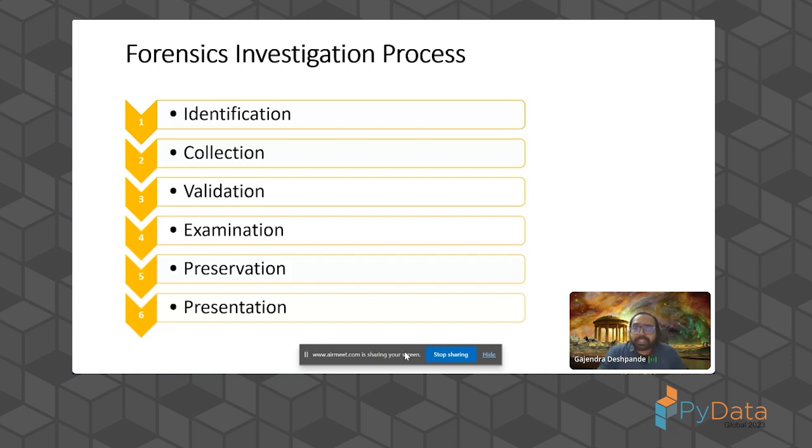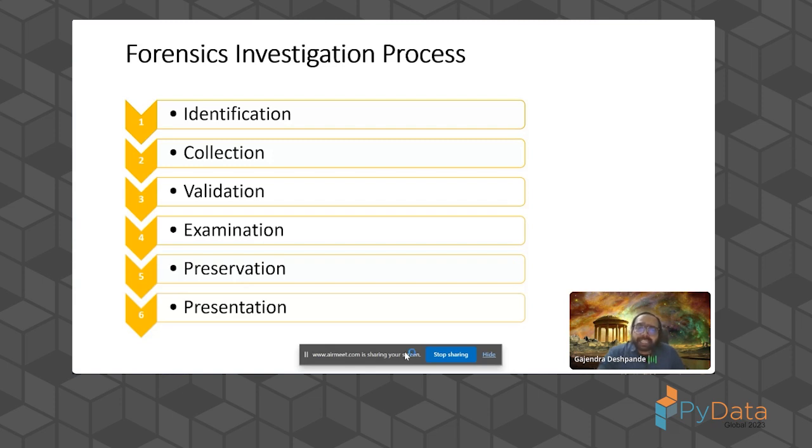One important aspect to note here is that they have to preserve the state of the machine. That is, if the system is on, they should not turn it off. If the system is off, they should not turn it on, because there can be evidence present in the volatile memory, and there is an order in which they have to collect the evidence: from the most volatile memory first and the least volatile memory last.